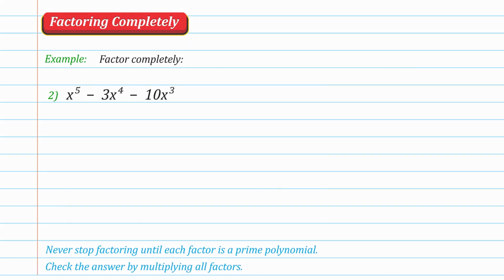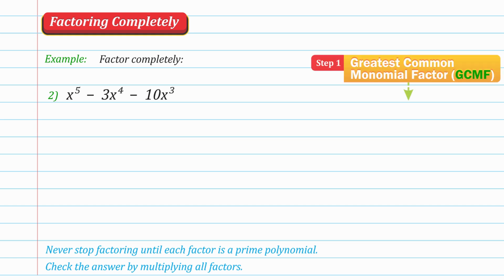Let's look at example number 2. What if we're asked to factor completely the trinomial x to the 5th minus 3x to the 4th minus 10x cubed? According to our visual guide, the first thing that we should do is look for the GCMF, kung meron. In this case, by observation, there is no common numerical coefficient among all terms. But looking at our literal coefficients, x cubed is common among them.